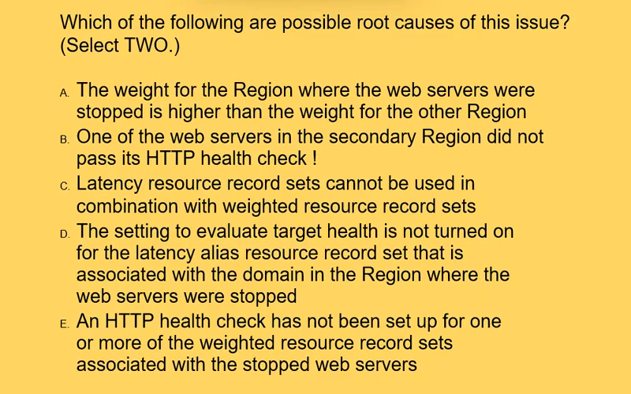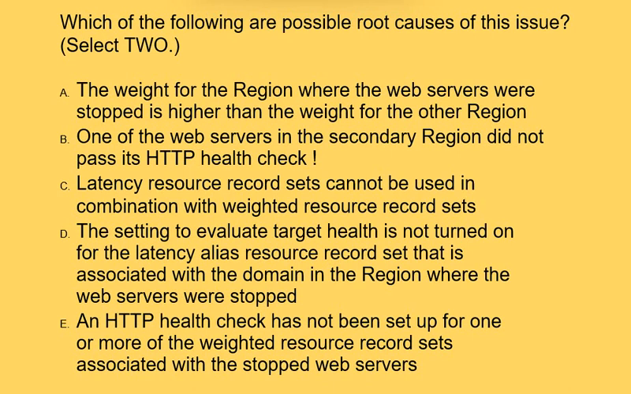Option A, the weight for the Region where the web servers were stopped is higher than the weight for the other Region. Option B, one of the web servers in the secondary Region did not pass the HTTP health check. Option C, latency resource record sets cannot be used in combination with weighted resource record sets.